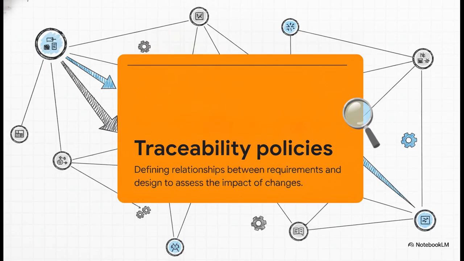Well, so that when a stakeholder asks to change a single requirement, we can trace its unique ID and immediately see how that one little change is going to ripple through the entire system design. It's like pulling a thread on a sweater. You need to know what else is going to unravel.